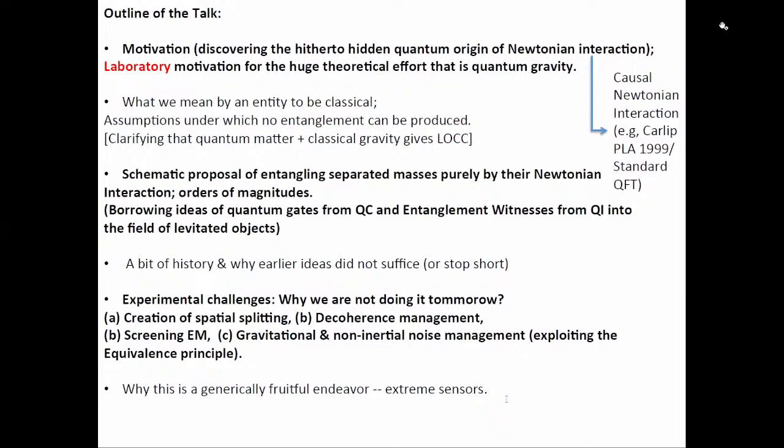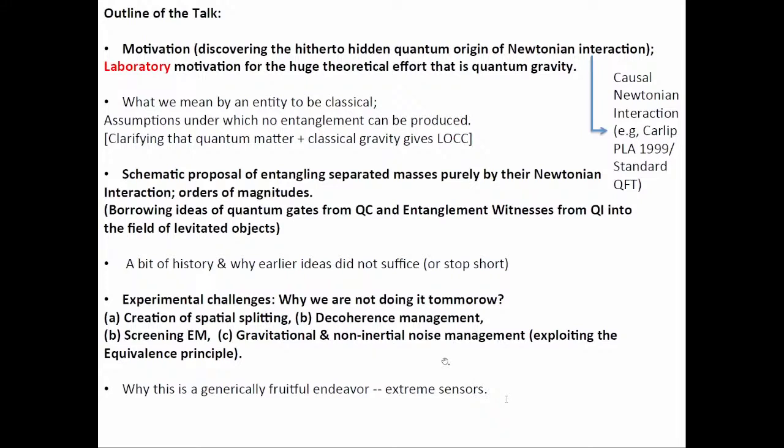Now, I will also say a little about why earlier ideas are not fulfilling everything that we want to show the quantum nature of gravity, like why they stop short. Then I will go to the experimental challenges. That part is really more technical, and there would be a lot of formulas, but I will try to explain the ideas behind them rather than the details of the formulas. And what remains to be done. There are lots of challenges still left. And then I will say why this is still a fruitful endeavor.